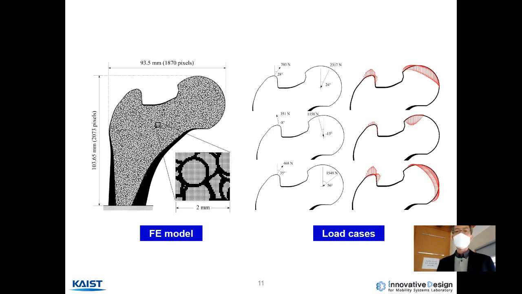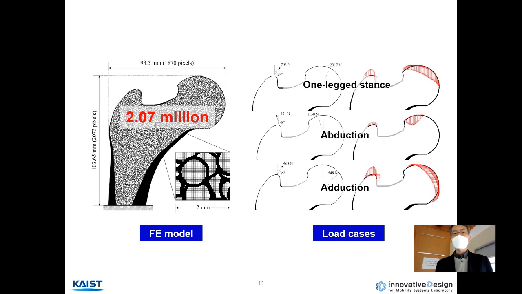The first task is to construct a finite element model for proximal femurs using over 2 million finite elements. I constructed the full proximal femur, and then using an initial random hollow surface, I made the initial structures for topology optimization. I also considered 3 different loading cases, one extension, abduction and adduction, to represent daily activities.